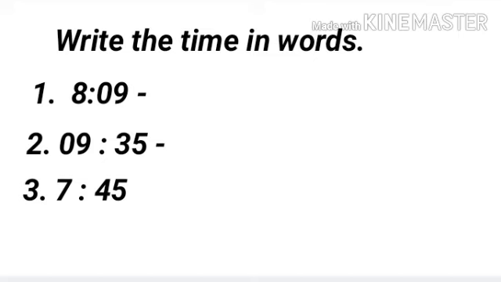Now it's time for practice. Can you write the time in words now? 8, 9. So you can write 9 minutes past 8. In here, this one is 35. So it comes to the to part. So you can use the word to. How to write? 25 minutes to 9. 45. So this is quarter to 8. Quarter to 8.